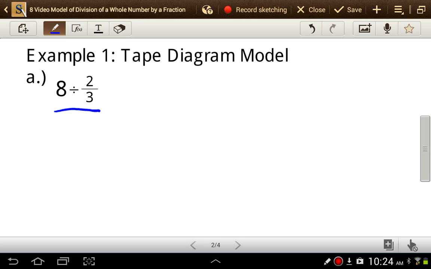So what we're going to do in this model is divide 8 divided by 2/3. What does this mean? Well, this means I want to figure out that 2/3 of what number is 8. That is what I am doing here. 2/3 of what number equals 8. That's what happens when you divide a whole number by a fraction. That's what we're trying to figure out here. So here's how you would do this using a tape diagram model.